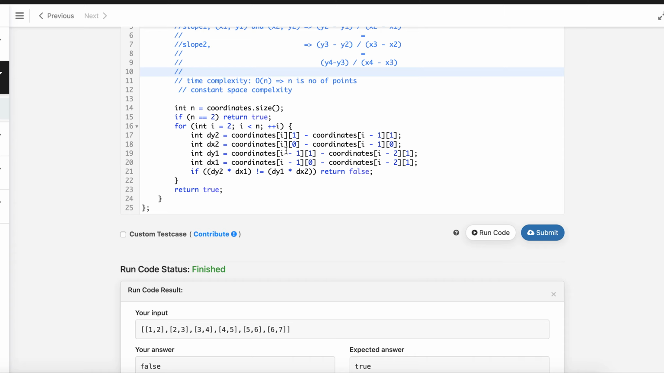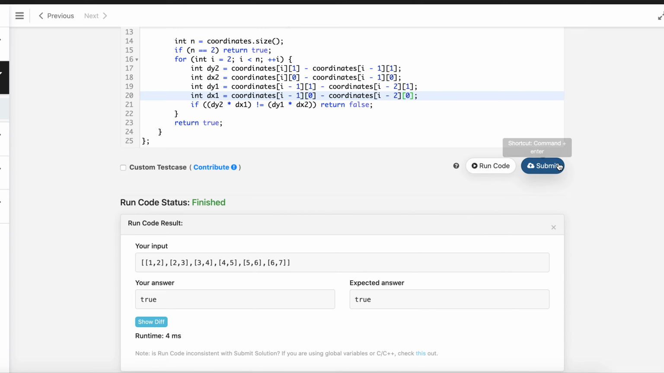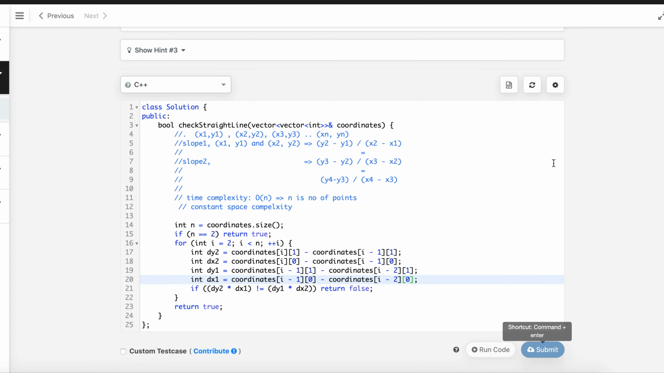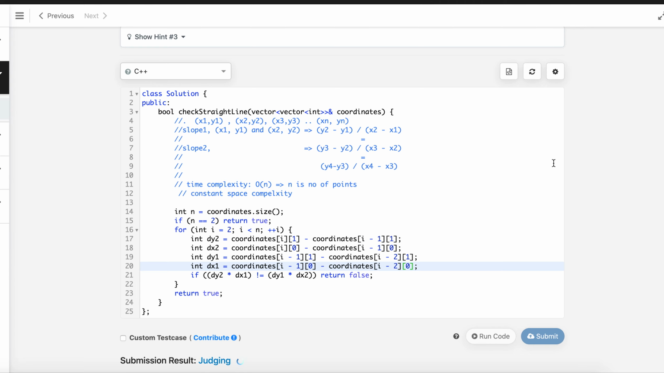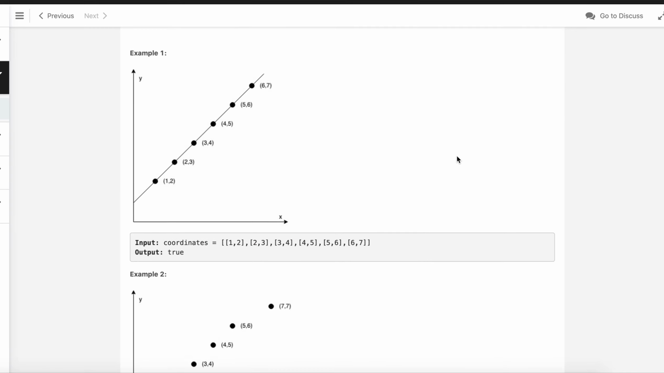i plus plus. dy2 will be I 1 minus I minus 1 1, and dx2 will be I 0 minus I minus 1 0. Yes, I found the mistake over here. For dx, 0 is x. True. Let's submit. Accepted.